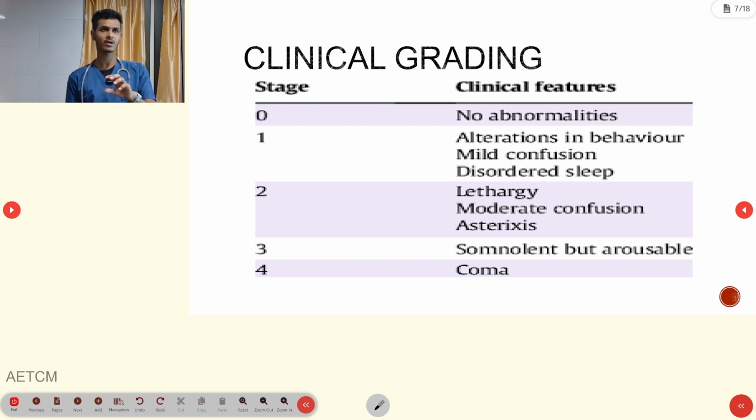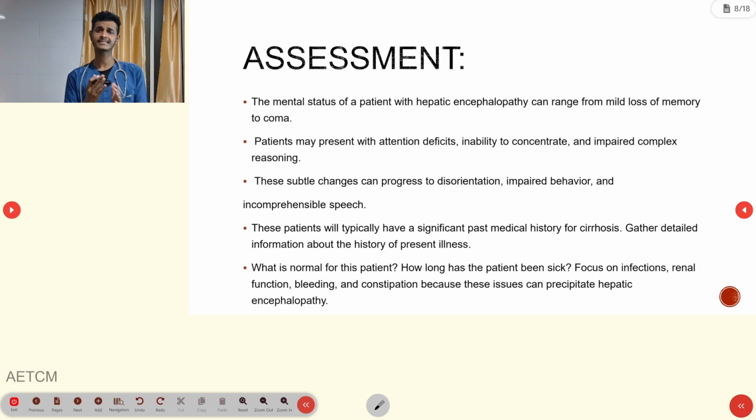0 means no abnormalities. Grade 1 means alteration in behavior, mild confusion, and a disturbance in sleep. Second grade means lethargy, moderate confusion, asterixis will be there. Third grade or third stage, somnolent but arousable. Fourth grade there will be a coma. So what are the assessment points?